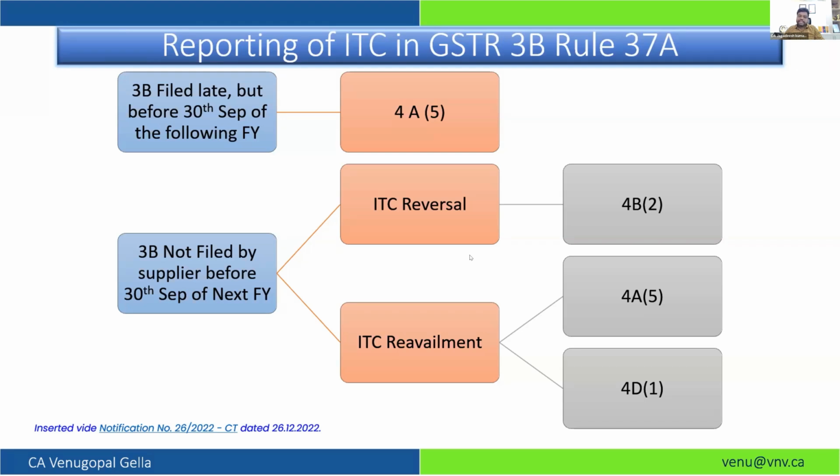Okay. And then in the month of December, he has filed his 3B. In that case, I will report it in the 4A5, that is the all other ITC, and will report in the 4D1. That is the previous period ITC available in the current period. So first, I will report in the 4A5 and reverse in the 4B2. On reavailment, I will report in the 4A5, all other ITC, and in the 4D1, previous period ITC available in the current period. In this way, we have to report the ITC in the GSTR 3B.